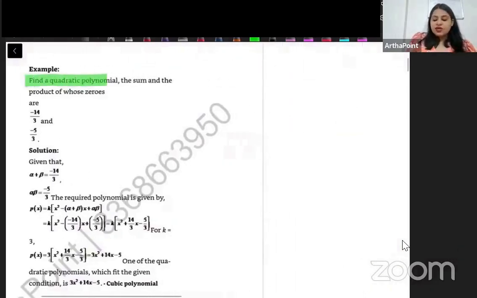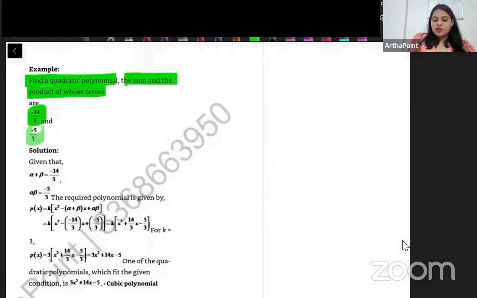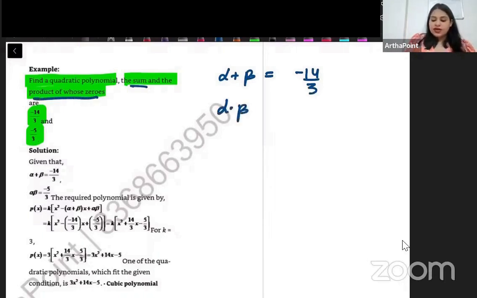It says find the quadratic polynomial, the sum and product of whose zeros are minus 14 by 3 and minus 5 by 3. So this tells us that the sum, alpha plus beta, is given as minus 14 by 3. And the product, alpha into beta, is given as minus 5 by 3. Beta, two equations, two variables. Can you solve these two equations and find the value of alpha and beta? We can do that.